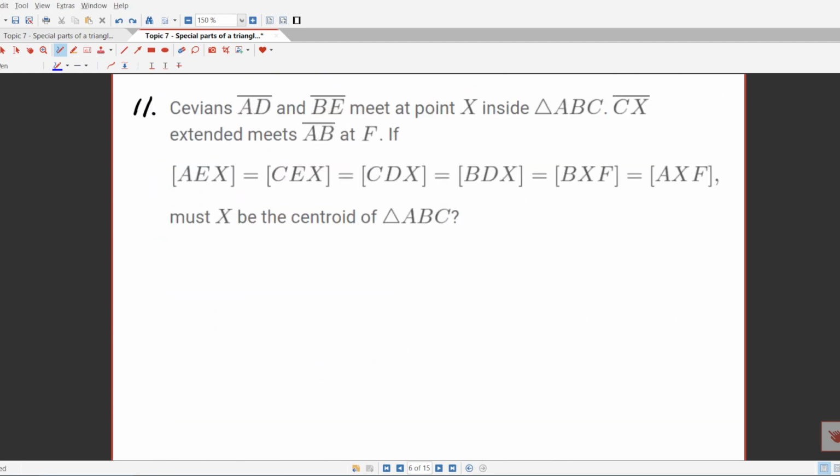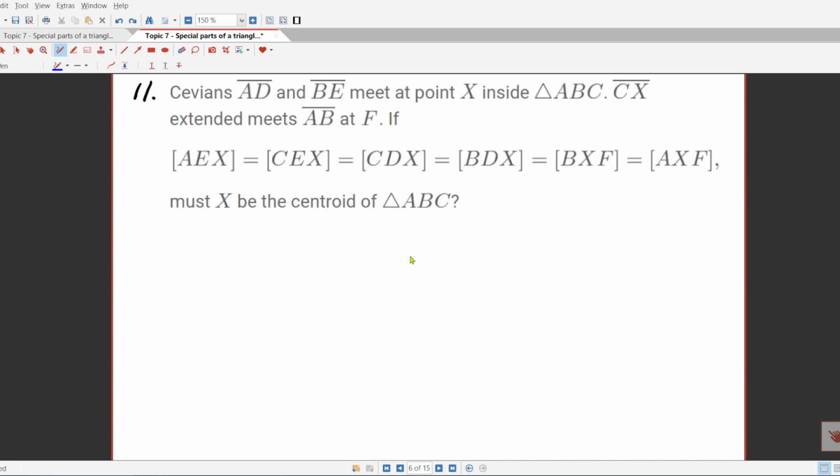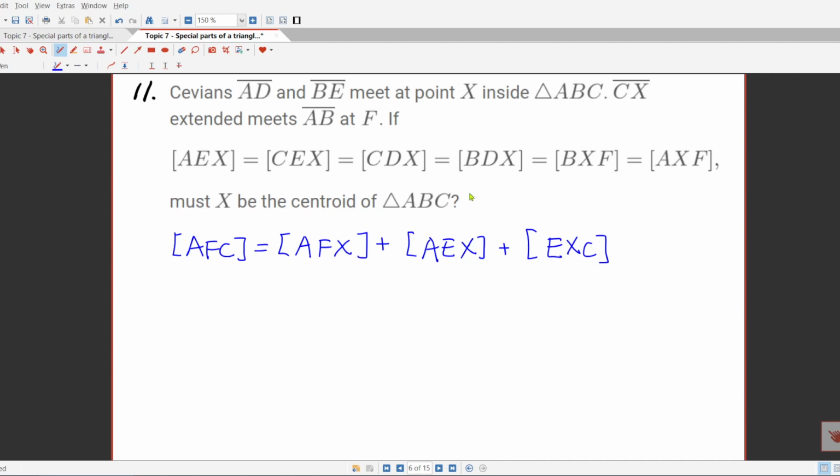Okay, next one. Segments AD and BE meet at point X inside triangle ABC. Segment CX extended meets AB at F. If these areas are all equal, must X be the centroid of triangle ABC? Well, actually, in this question, you don't have to draw any diagram because using our area equalities, we have triangle AFC equals triangle AFX plus triangle AEX plus triangle EXC, right? Of course, you can also draw a diagram as a visual aid, but I'll just directly write them here, okay?